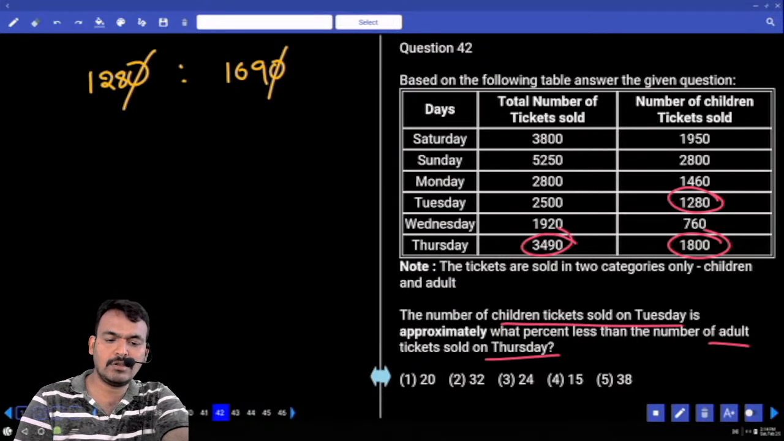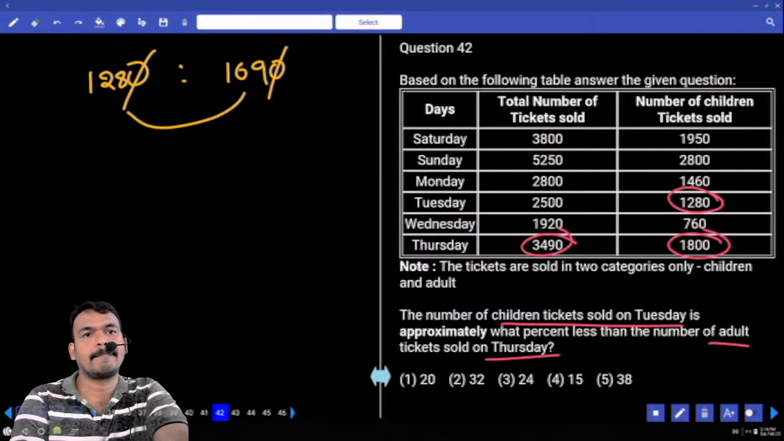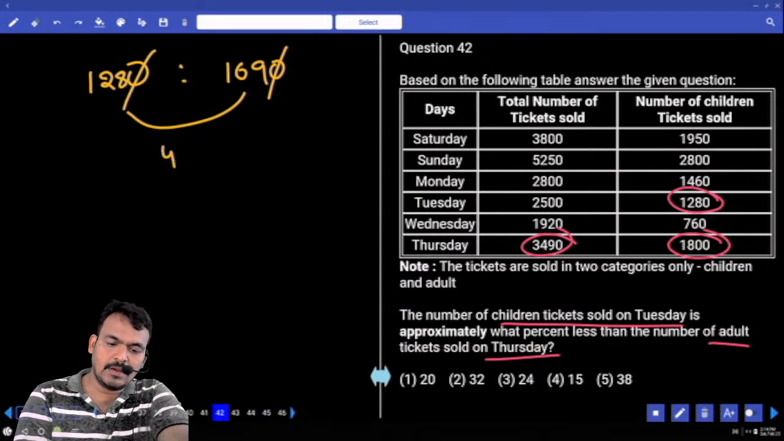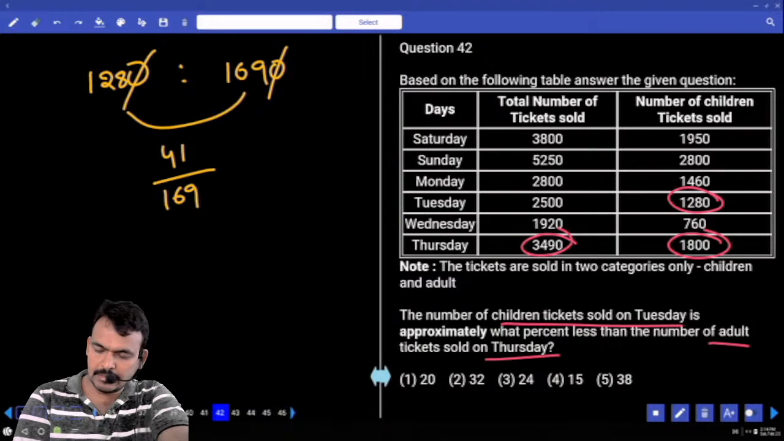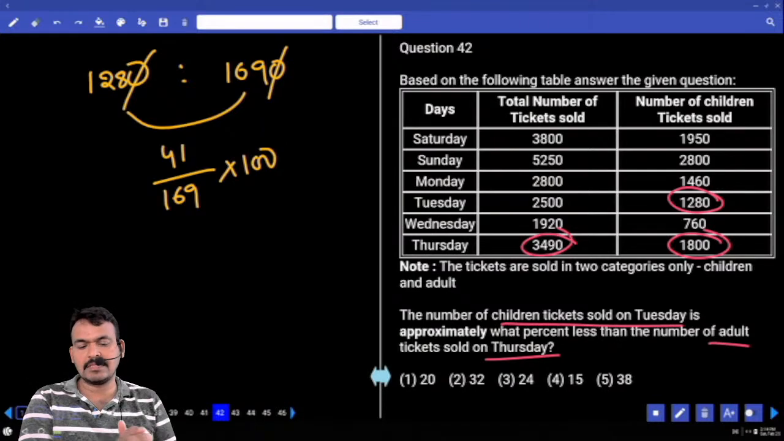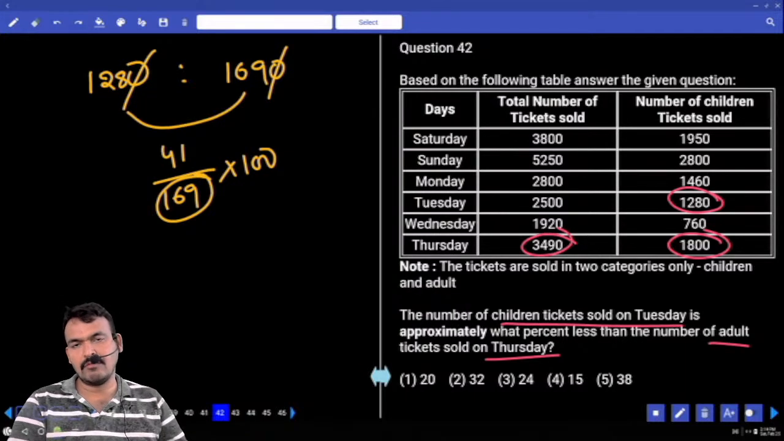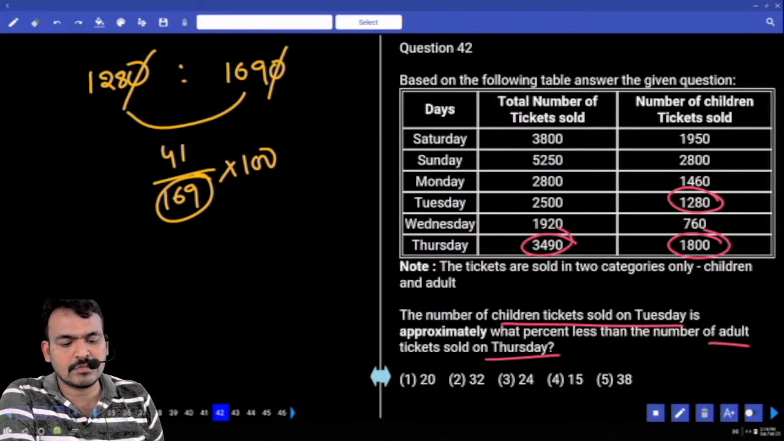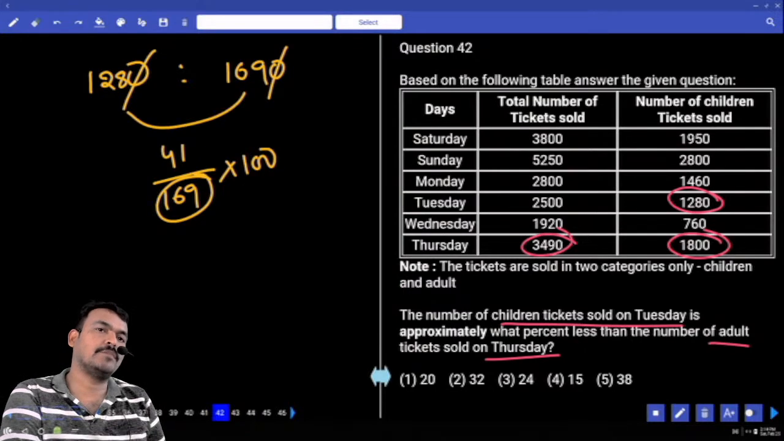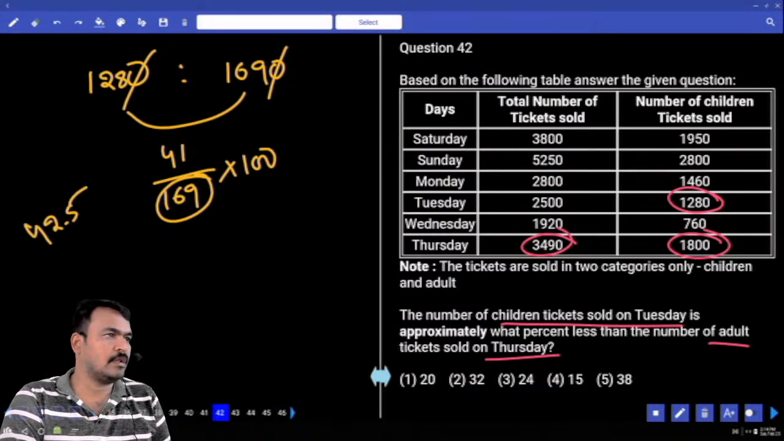First, the zeros are cancelled. What is the ratio? 128 is to 169. What is the difference? 41. Upon which one? 169, multiplied by 100. Okay. Do we require percentage less or percentage more? Percentage less. Okay. 169 is 100%. What is 50%? 84.5. 25%, 42.5.